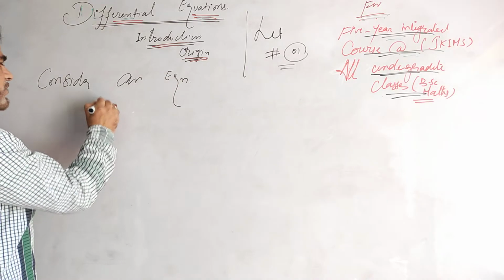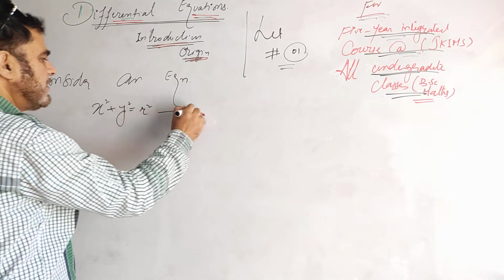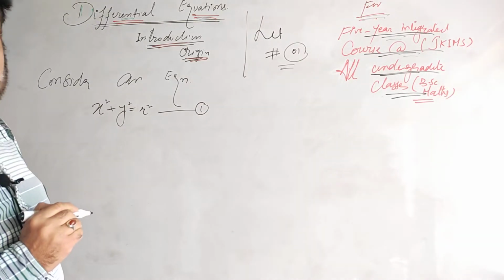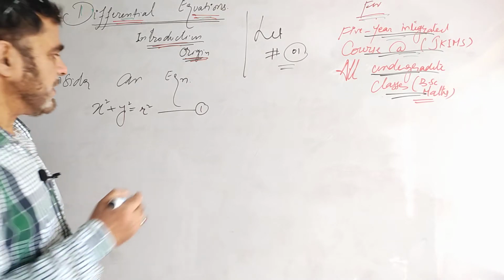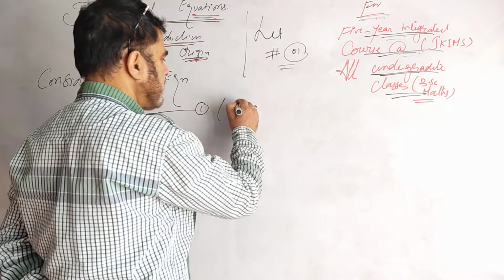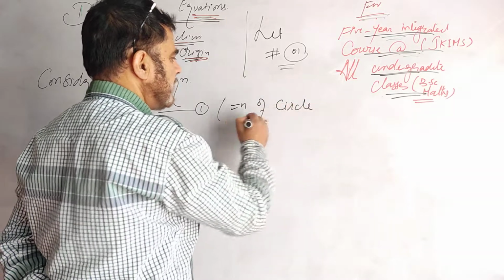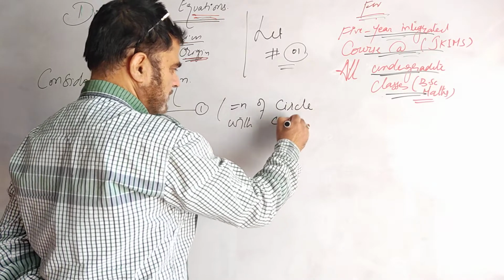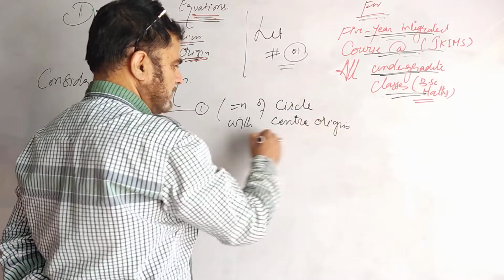I will write x square plus y square is equal to r square. This is an equation. Do you know which equation it represents? It is a circle with center at origin, radius r. You know it. It is the equation of a circle with center origin and radius r.